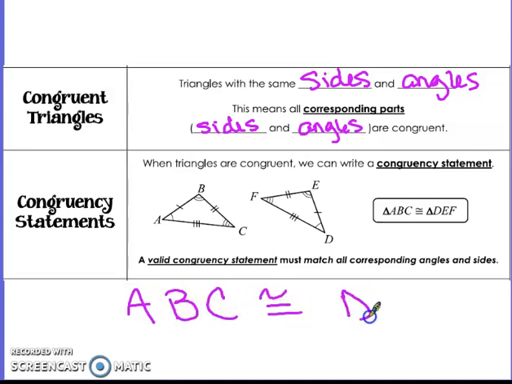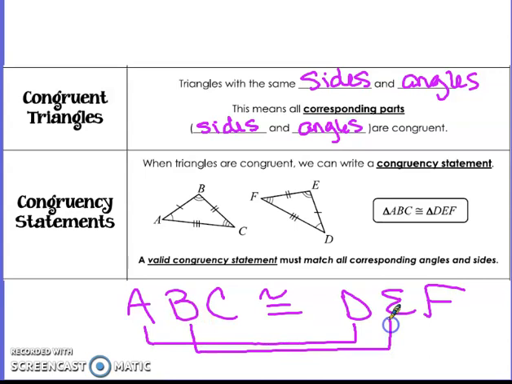So, if I take the statement ABC is congruent to DEF, when we go to match these up, A is going to correspond with D. They're both in the first part of their congruency statement. B is going to correspond to E. They're both in the second part of their congruency statement. And C is going to correspond with F. They're both in the third spot of their congruency statement.